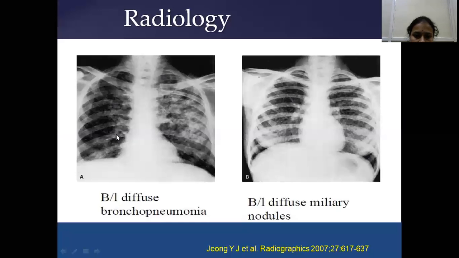These are chest X-rays of some patients with simple pulmonary eosinophilia. It may present as diffuse bronchopneumonia or miliary mottling. It can present as miliary nodules, bilateral diffuse miliary nodules.